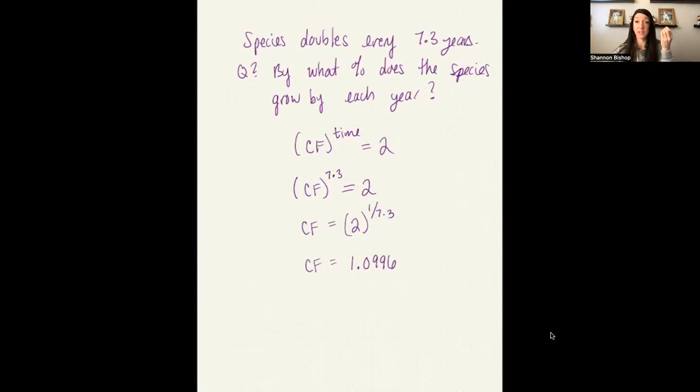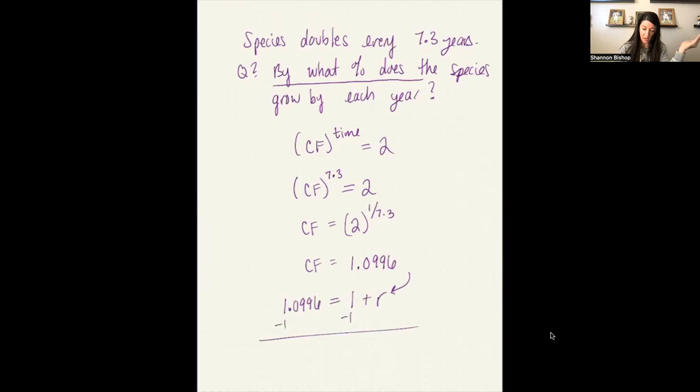What I now have found is the change factor, the per 1 year change factor. But the instructions are asking by what percentage does it grow? So if my change factor is 1.0996, I'm now trying to figure out by what percent rate is that growing. This goes all the way back to literally week 1 of this unit, dealing with percent change and factors. So if I know my change factor is 1.0996, the question is, what's the rate?